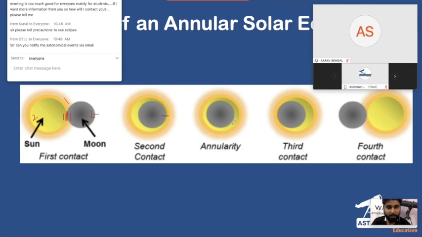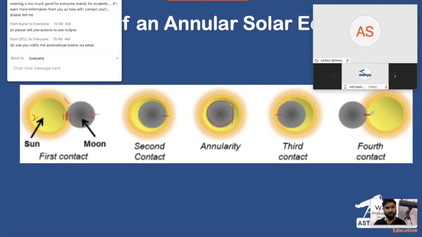When the moon is completely inside the sun, it's called annularity. In case of a total solar eclipse, it will be called totality, right? When 1 of the moon and 2 of the sun meet, then it's the third contact. And when point 2 of the moon meets point 2 of the sun, it's called the fourth contact. So these are general terms that astronomers use, and they have specific timings as well.